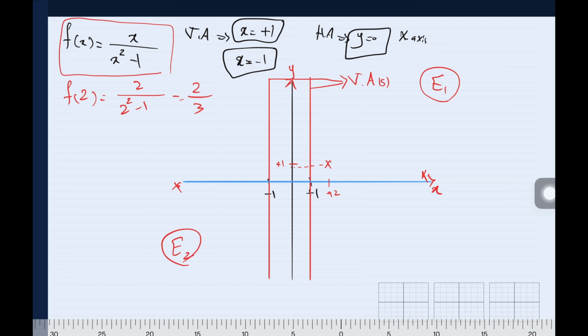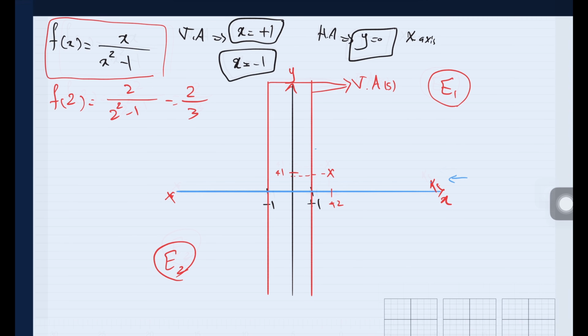So then I can know how the behavior of this function would be from this region, around the vertical asymptote. Okay, now if I want to graph this region of this graph, then that is going to be something like this.